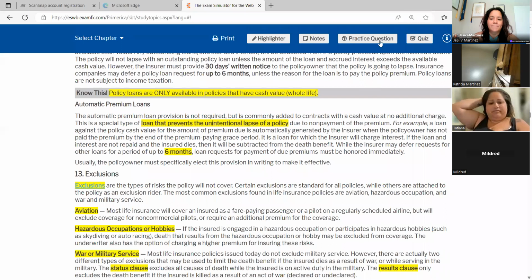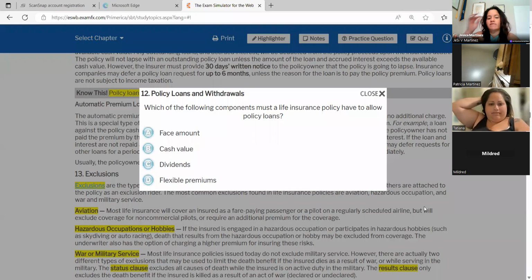A little bit more. Which of the following components must a life insurance policy have to allow policy loans? Will that be perfect?